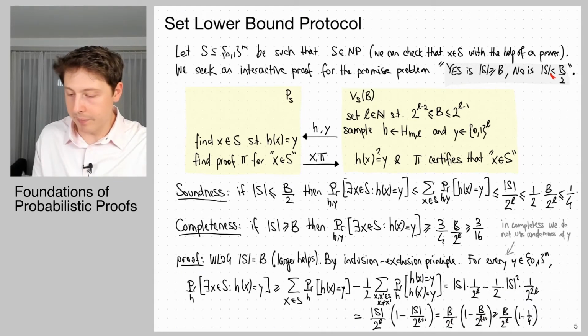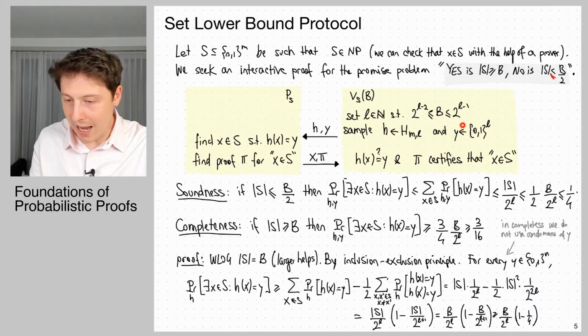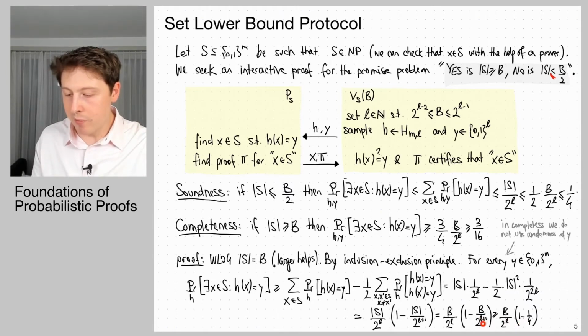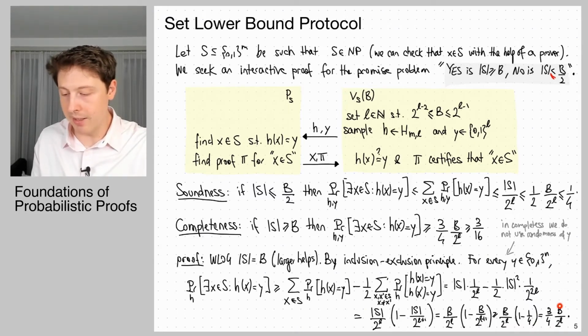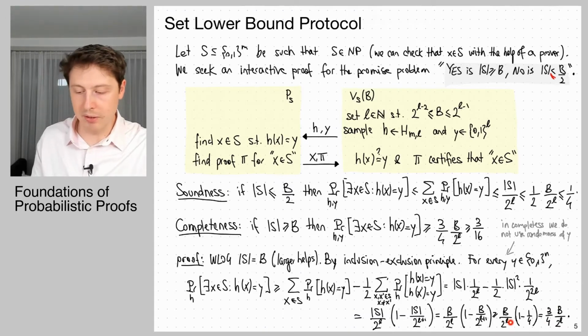Because B was at most half of 2 to the L, B over 2 to the L plus 1 is at most a quarter, okay? And 1 minus a quarter is 3/4, and that is exactly 3/4 times B over 2 to the L. So that is the quantity that we had here. This is just some computation that you can check offline.